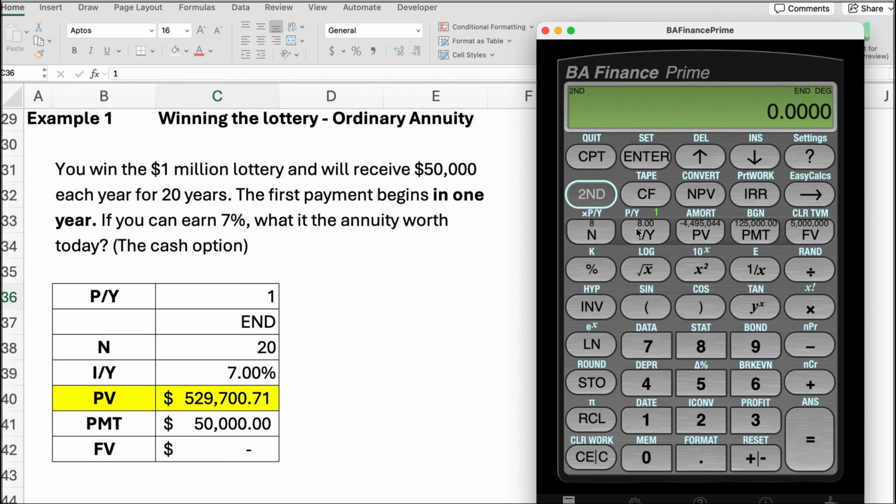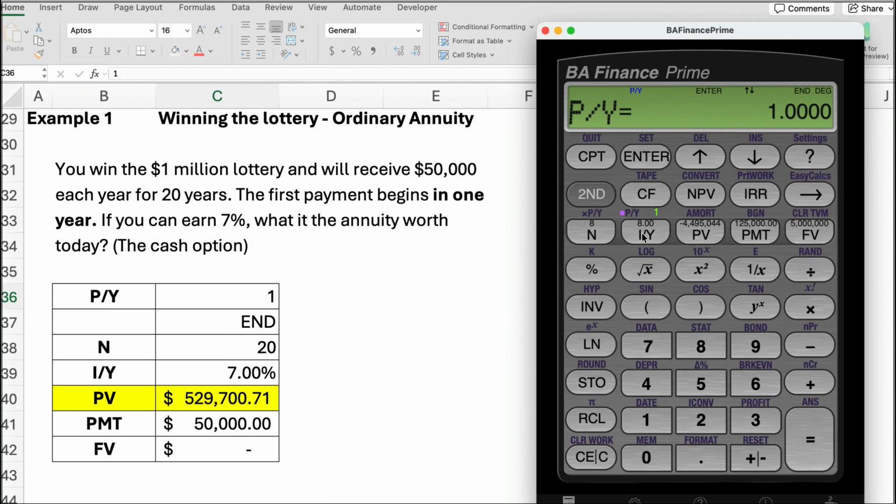So we need to set periods per year. Second function, periods per year, is 1, and then enter, and you're in a menu, so you have to clear out. And we need to enter the 20 as N, so put the number in first and then N. 7 and then hit I. 50,000 is our stream of payments, so payment. Let's make it positive so we know we're going to receive that. And then the future value is going to be 0. You need to put in 0 as the future value because there may have been another future value in a previous problem. You don't want to mess that up.